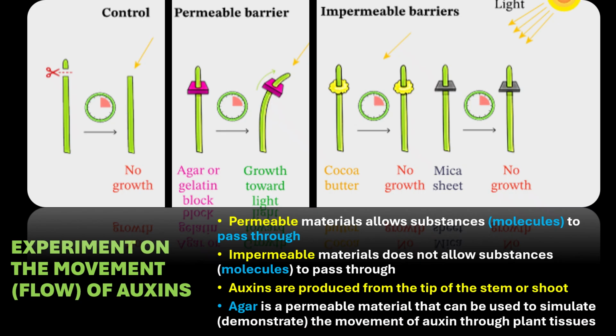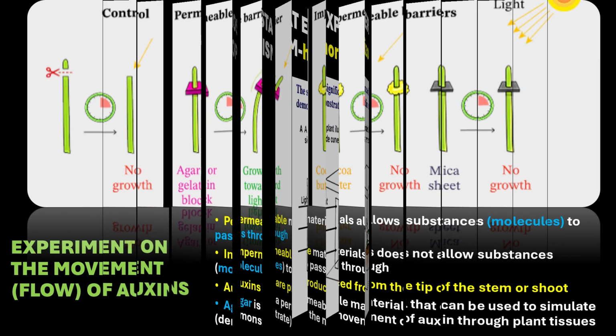Here, growth occurred because auxin from the tip was able to pass through the permeable material, which is the agar. And in these two experiments, using cocoa butter and mica sheet, because the auxin could not pass down through the cocoa butter, the plant could not grow in the direction of the sun because they have to bend. They grow by bending. And it goes on to show and to prove that auxins are produced from the tip.